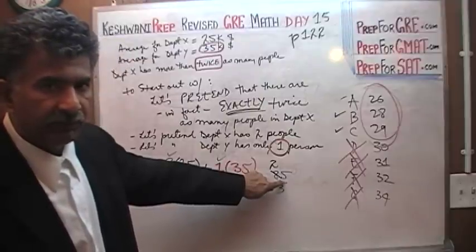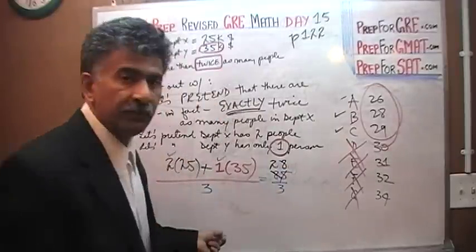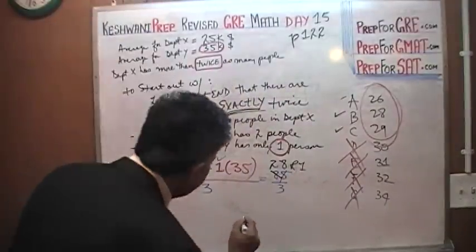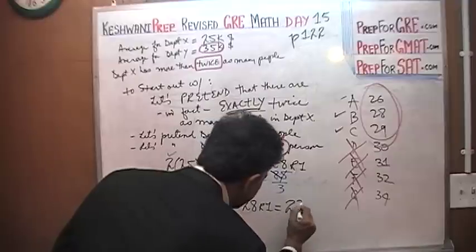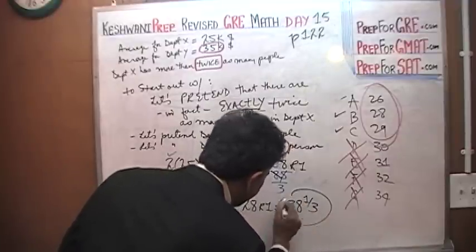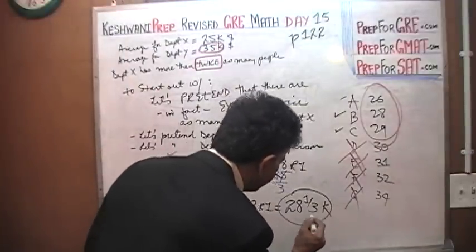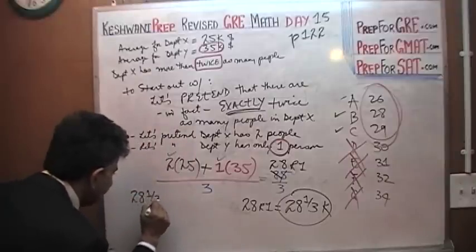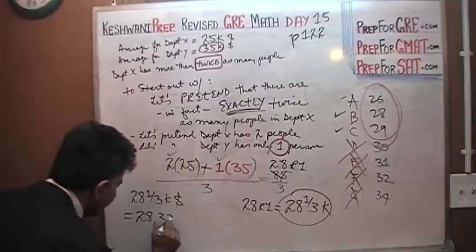How many 3's in 25? 8 3's are 24. And we have a remainder of 1. Remainder of 1 is the same as 28 and a third. And because this is thousands of dollars, 28 and a third thousand dollars is the same as 28,330.